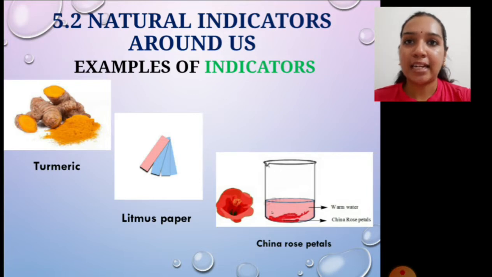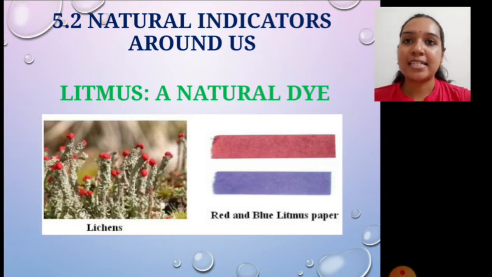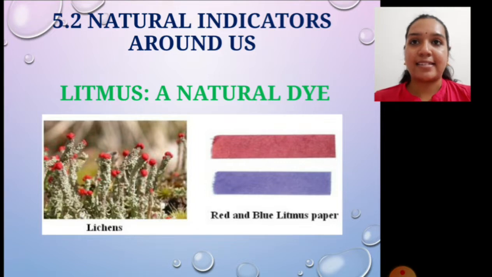So the naturally occurring indicators are turmeric, in Hindi we call it haldi, litmus paper, you might have heard of it, and the China rose, commonly known as hibiscus in our country. So these are the most popularly used naturally occurring acid-base indicators. Let's first discuss litmus paper. Let's see how litmus is used as a natural dye. Dye means that it has the property to change color. As you see in the image, litmus is extracted from lichens.